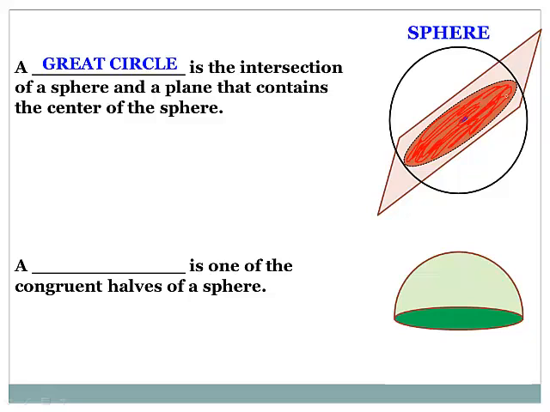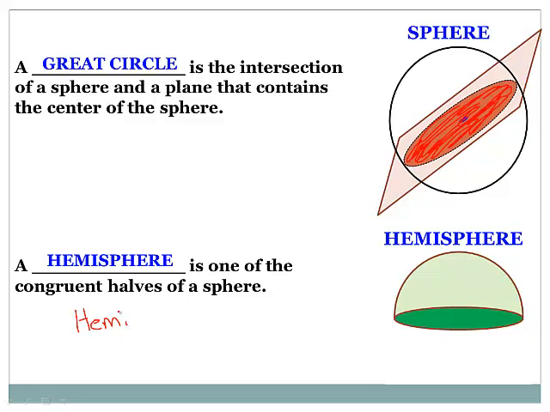The second term here is a hemisphere. A hemisphere is one of the congruent halves of a sphere. If anybody knows Dodge, the car company, what they use in their cars is something called a Hemi. Right now I think it's at a 6.1 liter Hemi V8. All that means is that the cylinder represents half of a sphere. So one of the congruent halves of a sphere we call a hemisphere, or a hemi for short.